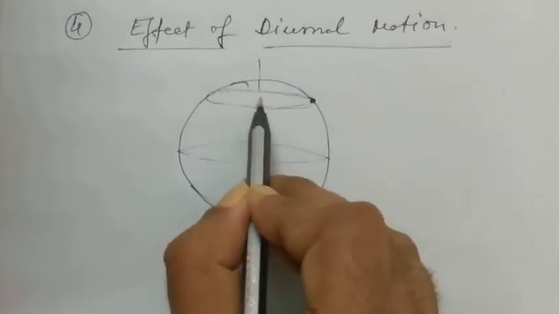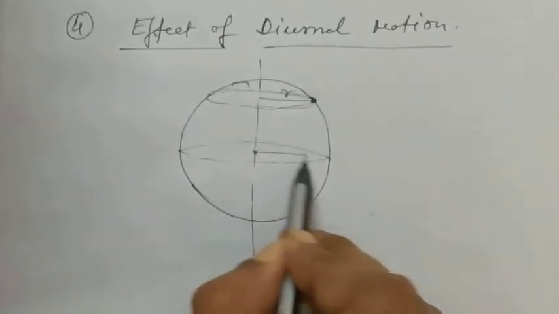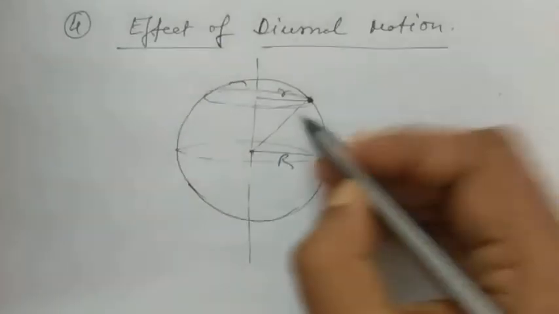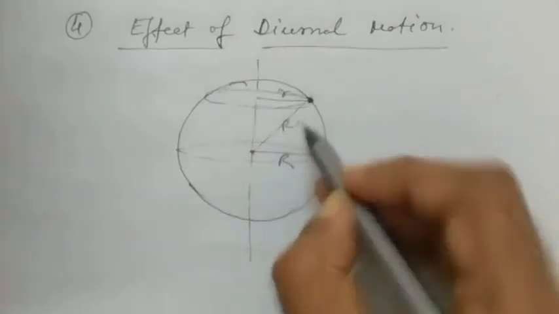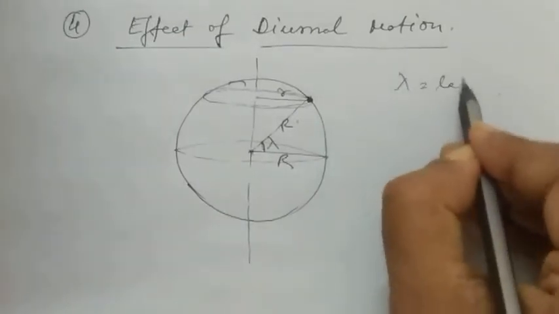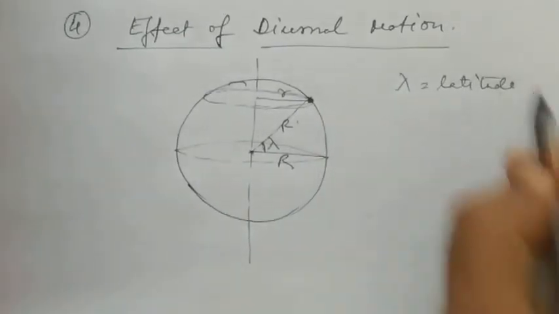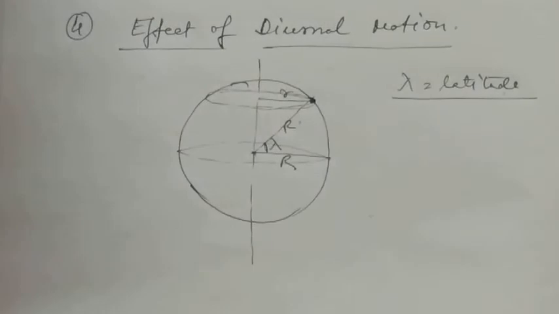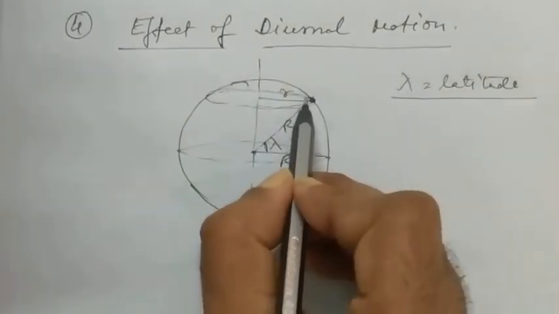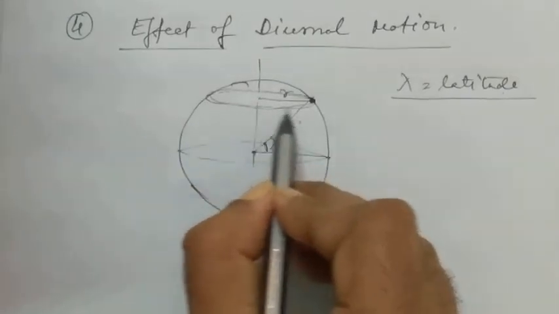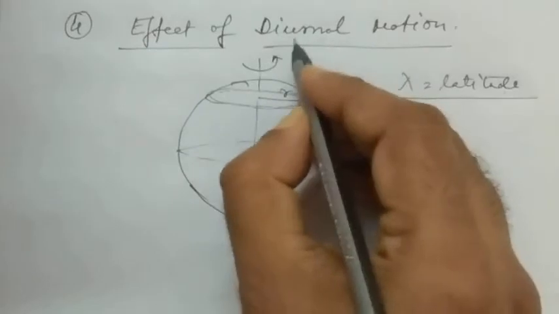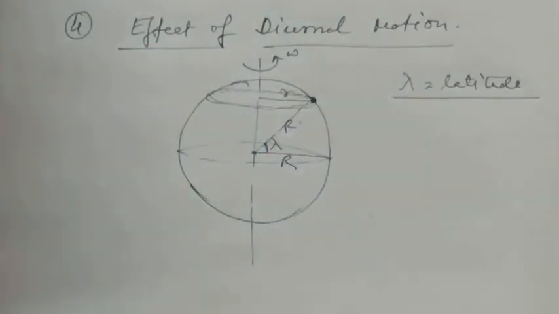Take the radius of the circle to be small r, and the radius of the earth to be capital R. So this line is also the radius of the earth, that is R, and this angle is lambda. Now what is lambda? It is known as the latitude. Now the mass m is rotating in a circle of radius small r. The angular velocity of the earth is omega.